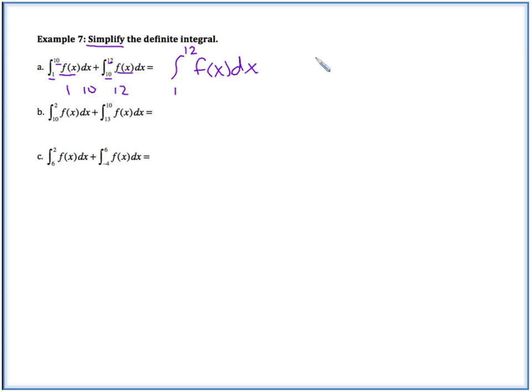Okay. Now sometimes it's going to be helpful to just draw a picture. So here was 1, here was 10, and here's 12. And for f of x, you can just draw any function. It doesn't really matter.